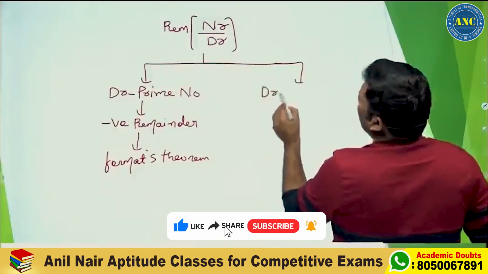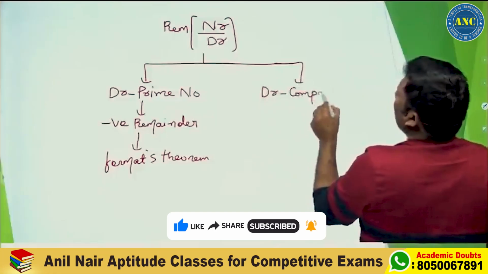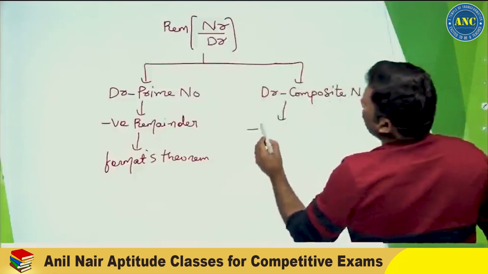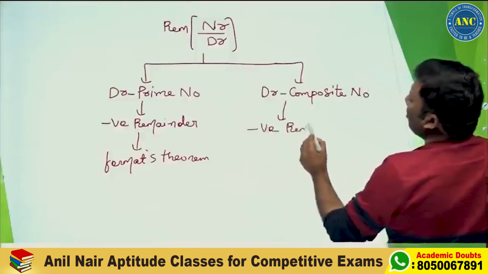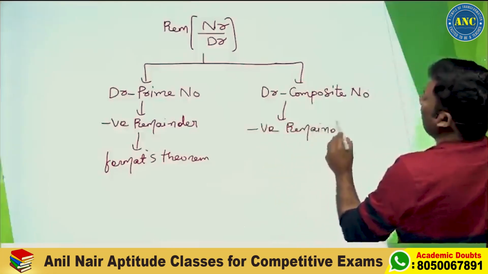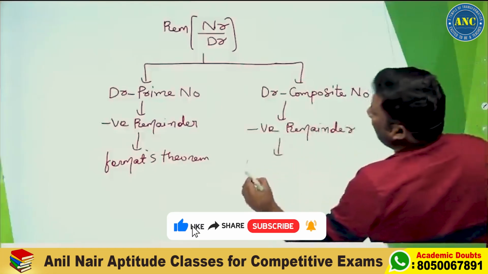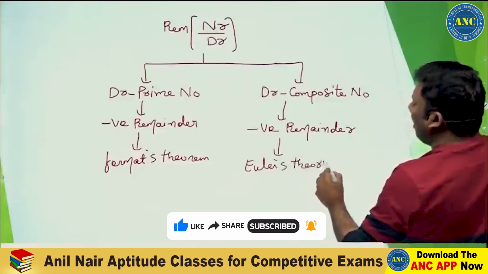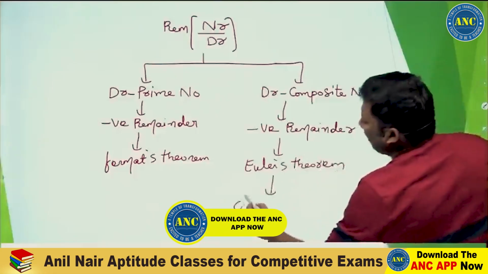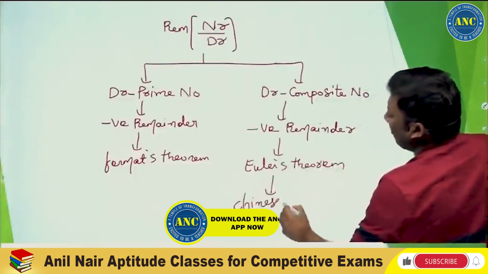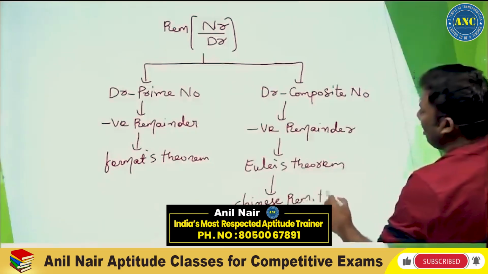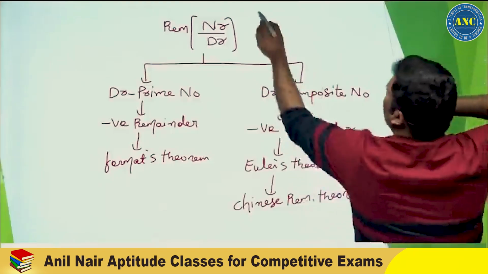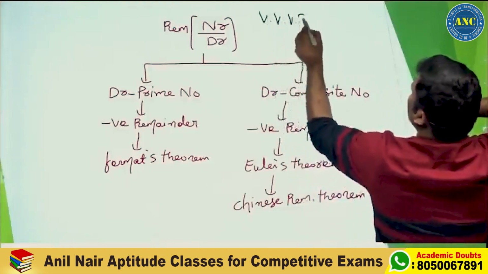If the denominator is a composite number, first try to solve using negative remainder. If it is not giving you answers in shorter time, use Euler's theorem. If it is also failing, then use Chinese remainder theorem. Please put it as a very, very important slide, sir.